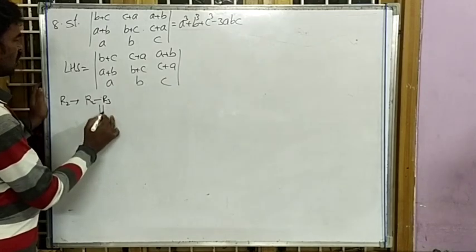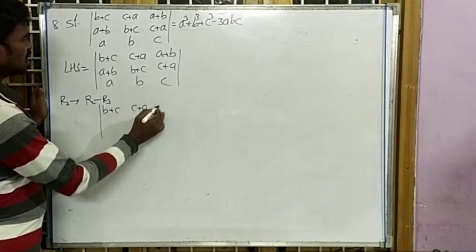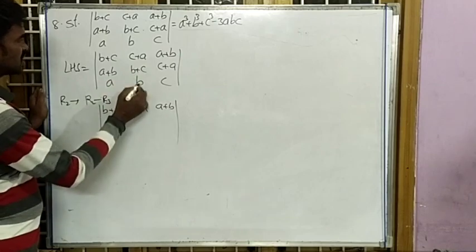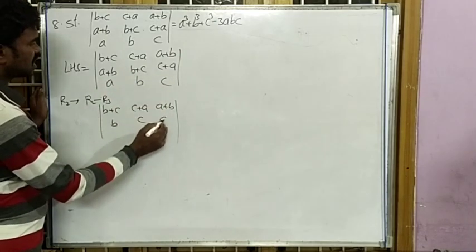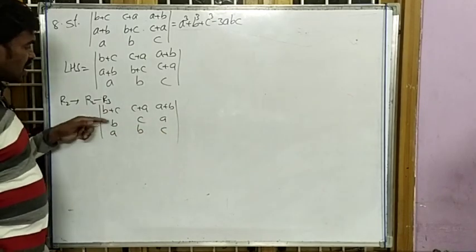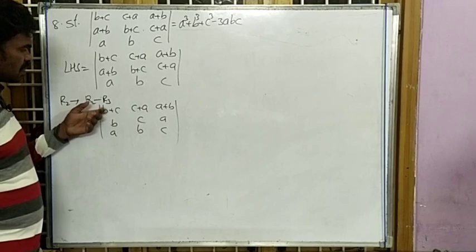Yeah, so b plus c plus a plus b, and a plus b minus a is b, b plus c minus b means c, plus a minus c means a, remaining a, b, c. Now see the first row and second row. So first row b plus c, second row b.